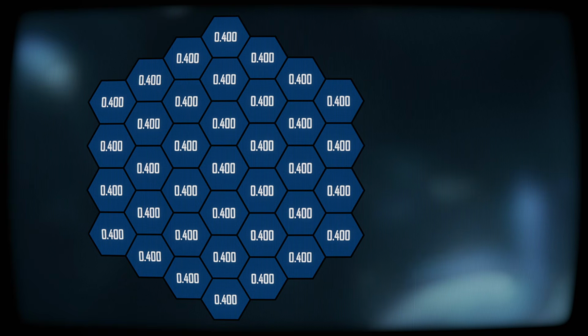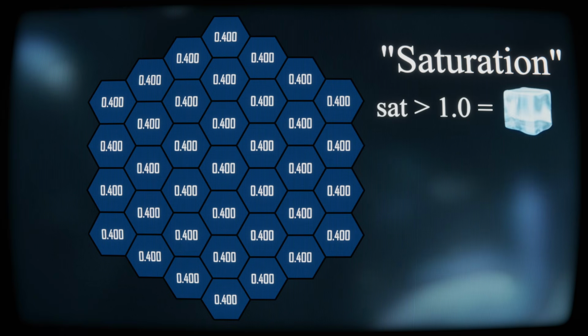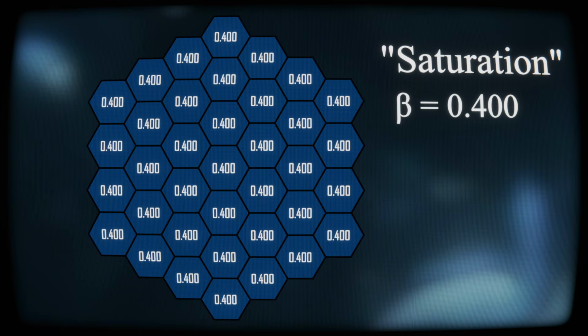The first step in our simulation is to give each cell a value from 0 to 1, which we'll call the saturation. This corresponds roughly to the amount of free water vapor floating in a given cell, and once a cell's value becomes greater than 1, it becomes ice. We'll call this background value beta, and we'll also set one cell to a value of 1 to serve as the seed crystal for our simulation.